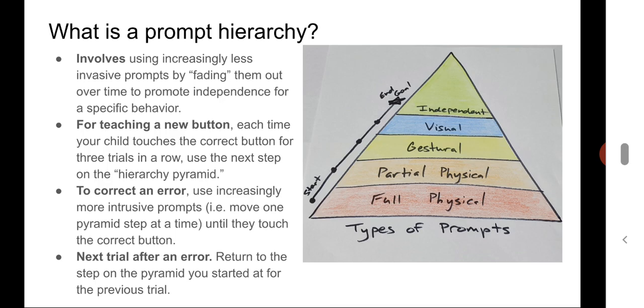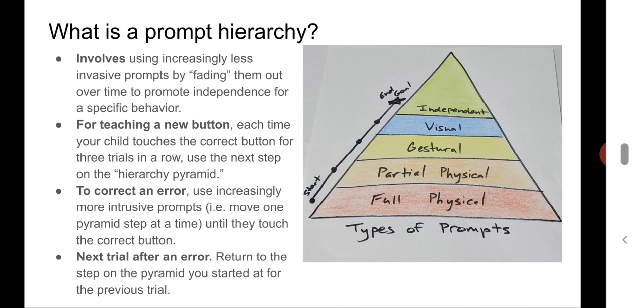And basically that's how you do it. Now remember, at the next trial after you've corrected an error, you return to the step on the pyramid you started at for the previous trial. So in the example I just gave, we were asking, what do you want? And then using a gestural prompt to prompt our child to respond correctly. And we weren't able to get a correct response. So we did error correction, ended up having to use a full physical prompt by the end of it.